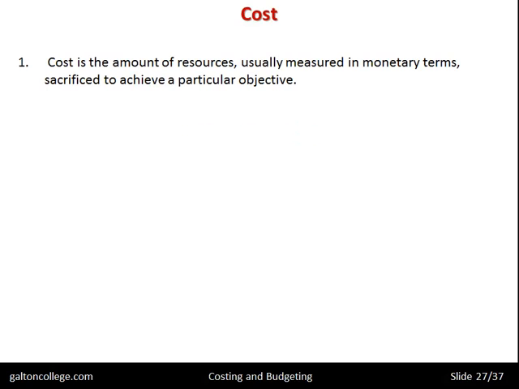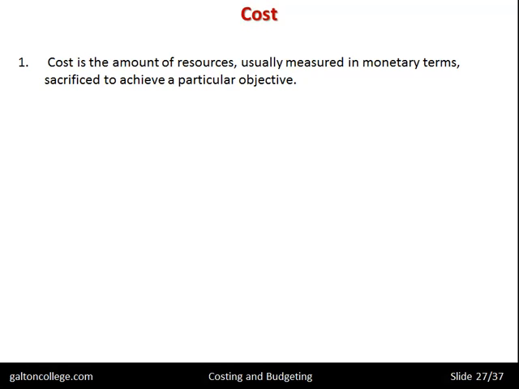Cost accounting. Well, cost is the amount of resource, usually measured in monetary terms, sacrificed to achieve a particular objective. Now, this is a particularly economic way of looking at costs, because here, implicit in this type of definition is the idea of what we call opportunity cost, or what economists would call opportunity costs. In other words, the business has to give up something in order to get something else. So the cost of what it gets is what it's given up.